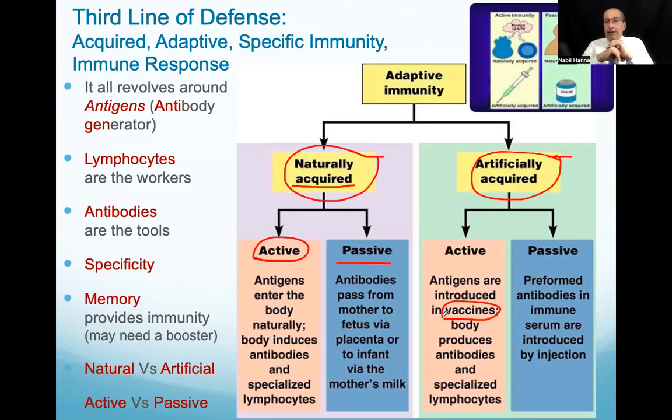Passively acquired artificial immunity means I inject pre-made antibodies in your circulation, like when I inject immunoglobulins. So I inject immunoglobulins against specific pathogens, so that's passive because you only receive the antibodies, you do not make them, and it is artificially acquired because I intervened and I injected these immunoglobulins in your circulation.